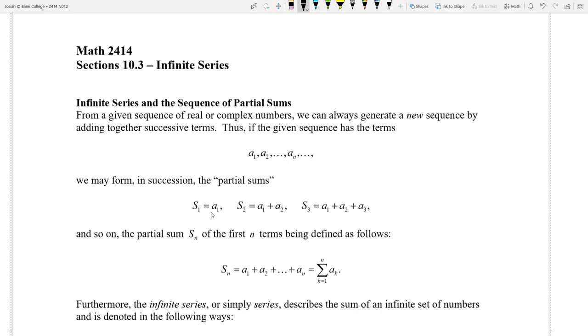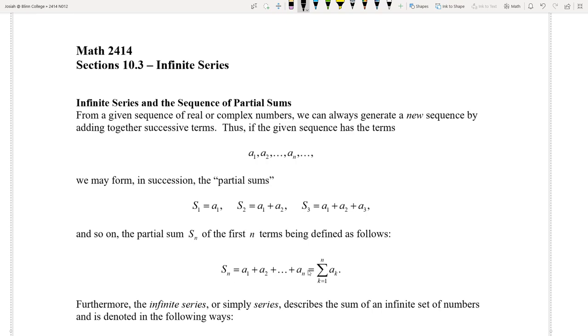The first term of our partial sums is just the first term of the sequence. The second term of the partial sums is the first two terms of the sequence added together. And so we see that each new partial sum is created by adding the next term in the sequence. And so on all the way to S sub n, where we have the first n terms, A1 through AN, being added together. This gets really cumbersome to try to write.